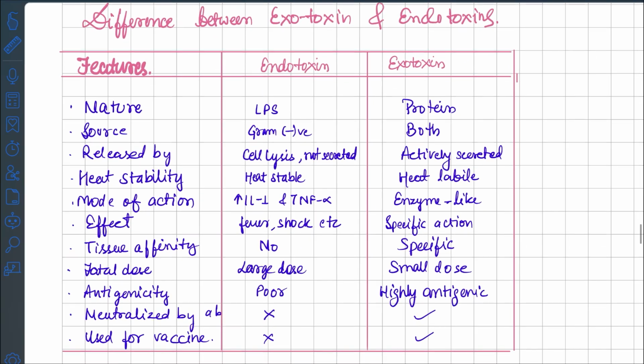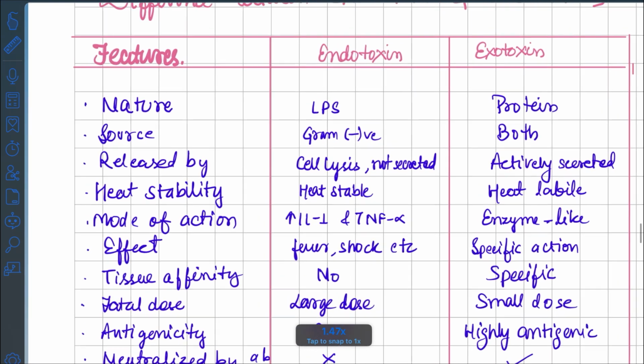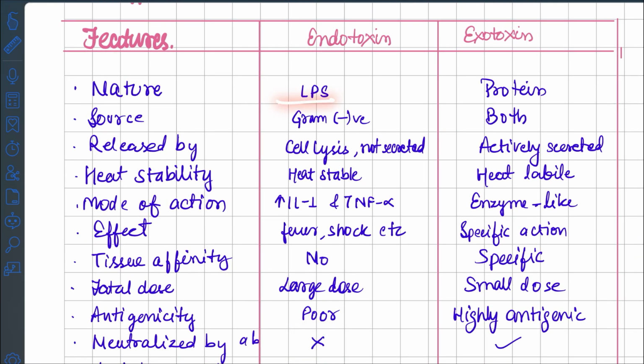Now here is a table which will tell you about the difference between exotoxin and endotoxin. First, the nature of endotoxin is LPS, whereas exotoxin is protein in nature. For endotoxins, the main source is gram-negative bacteria. Exotoxin can be found in both. I told you endotoxins are released by lysis. They are not secreted. Exotoxins are actively secreted. The endotoxins are heat stable, exotoxins are heat labile.